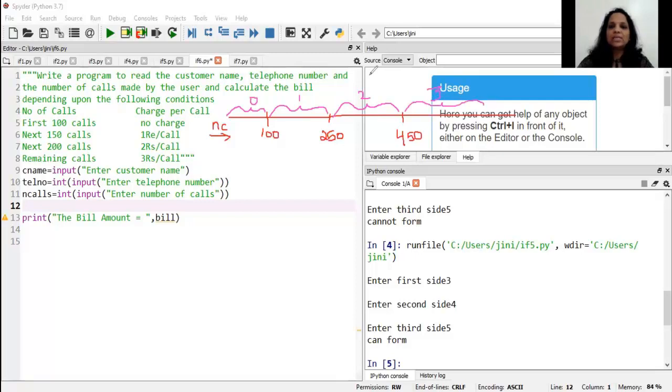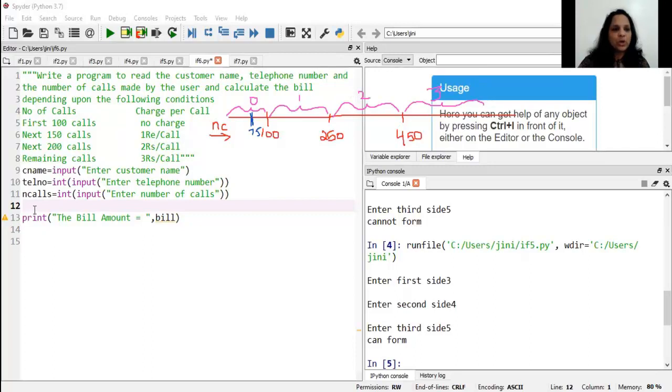Now let's assume, which color do I take? Yellow is not visible. Let me take blue. Let's assume somebody has made calls up to this number. Let's say that is 75. Are you going to charge him anything? No, because he's within the 100. So how do I write that condition?